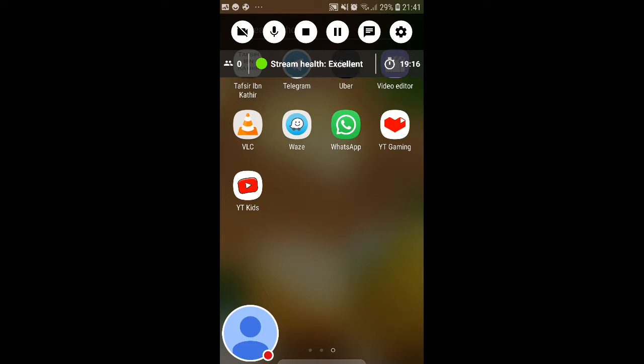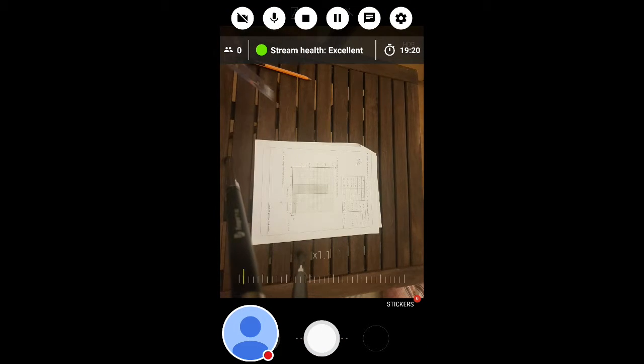And camera's gone again. Come back. Zoom in.